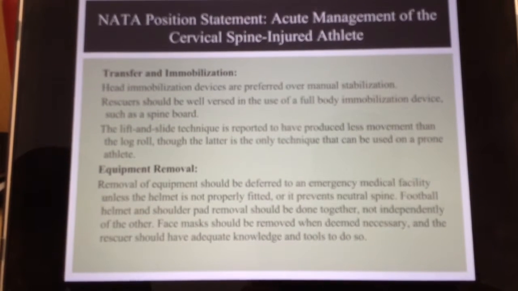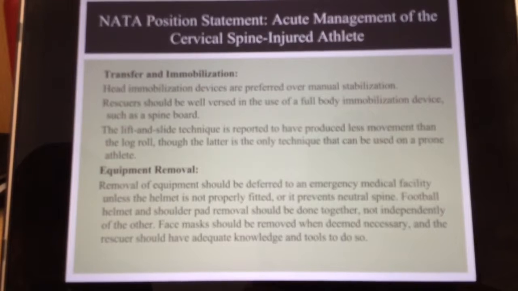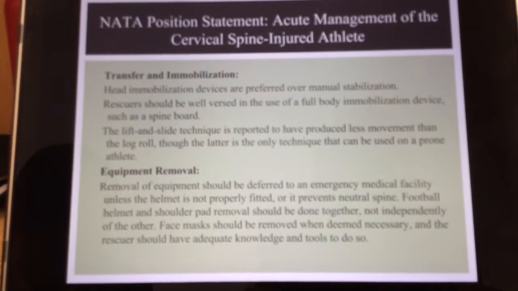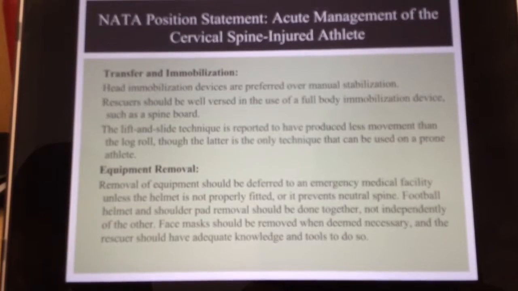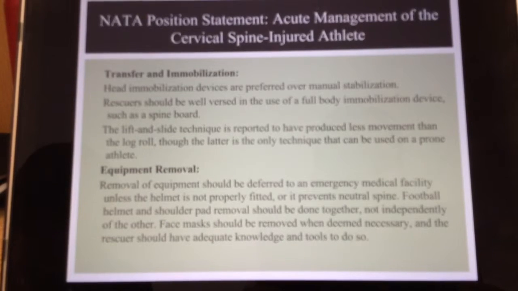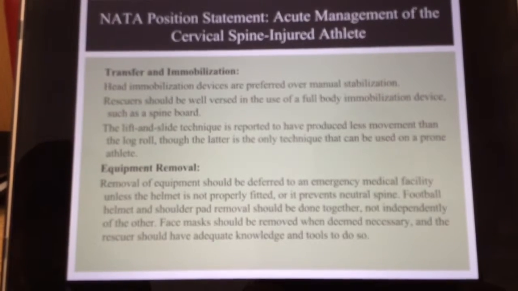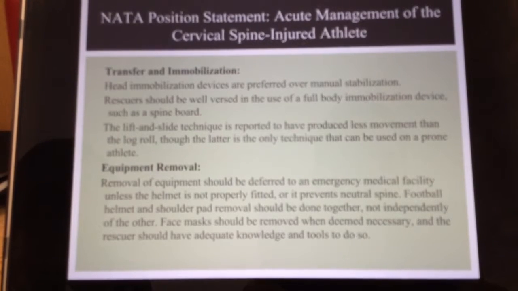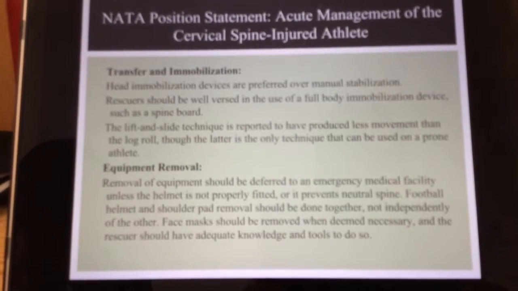You guys can read this slide too. I'm not going to read it to you. The only other things I'd like to add were that manual stabilization should be resumed after the application of external devices. Sandbags have been used in the past to aid in immobilization of the head, but they tend to be heavy, so they should not be used anymore. Also, full body vacuum splints tend to be more comfortable for the athletes, but I know for a lot of us we won't have access to those.